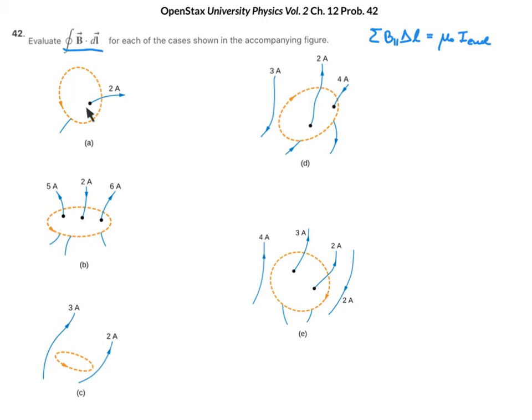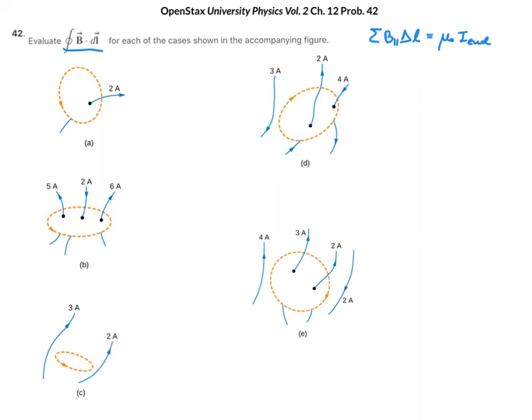So starting with the first one, first we want to check the direction. If the current goes in this direction, placing our thumb in this direction and then curling our fingers around will give us the same direction. So when we do the sum of B parallel delta L, we get a positive number. Now, what is enclosed in this Amperian loop? Well, just this 2 amp current, so we'll multiply mu naught times the I enclosed.